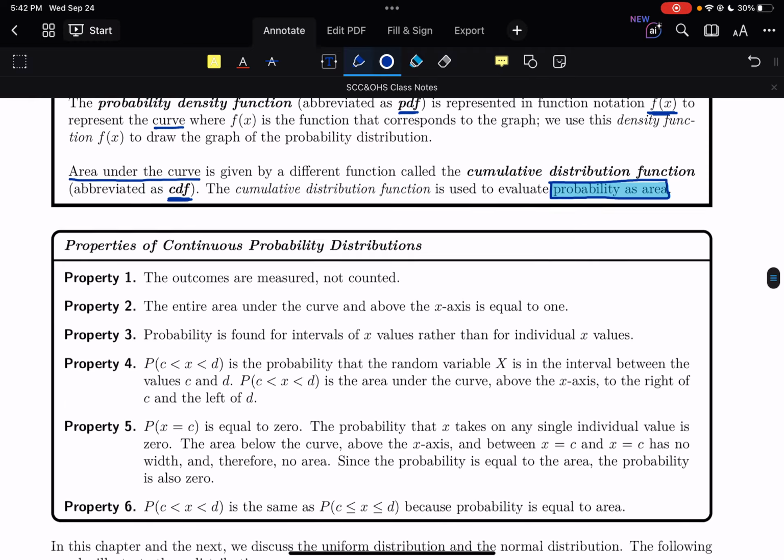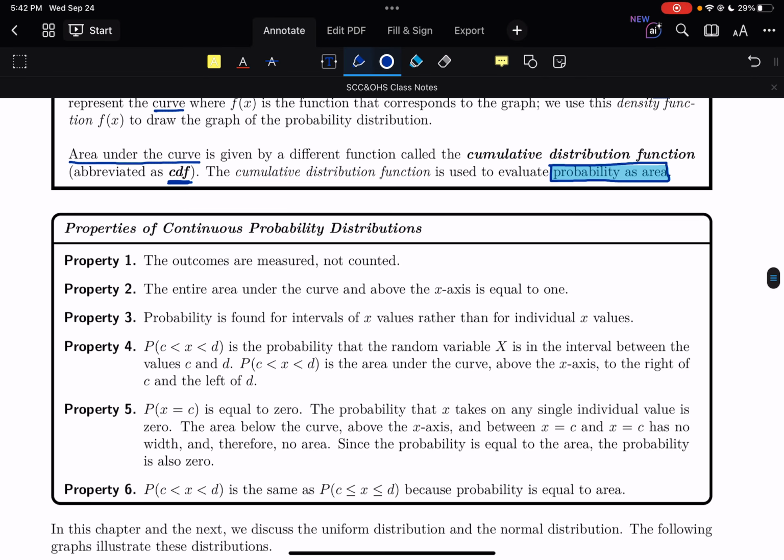So here's a bunch of properties that'll kind of solidify this point. So for a continuous probability distribution, the outcomes are measured, not counted. The entire area under the curve and above the x-axis is equal to 1. Again, if we think about it in the context of probabilities, the sum of all the probabilities in the discrete version was 1, because all the probabilities add up to 1. So the area under the curve here must be equal to 1 because that has all the probabilities in it.